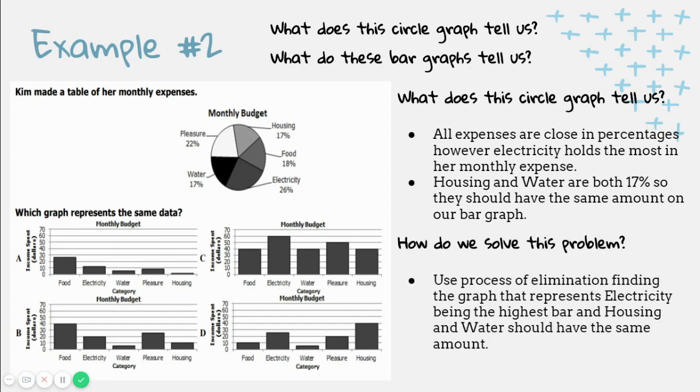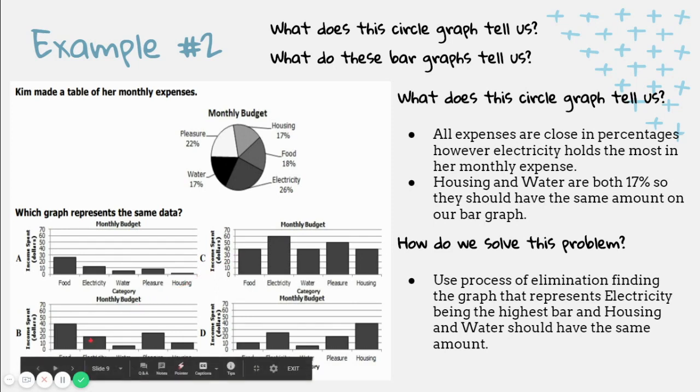So how do we solve this problem? Well, we're going to use some process of elimination, first finding the graph that represents electricity being the highest bar, and then seeing which ones have housing and water with the same amount. So looking at option A, electricity is not the highest. So we can cross option A out.